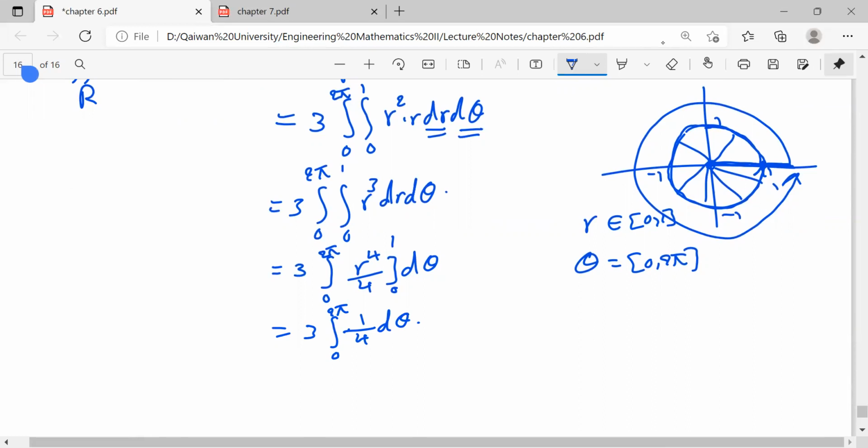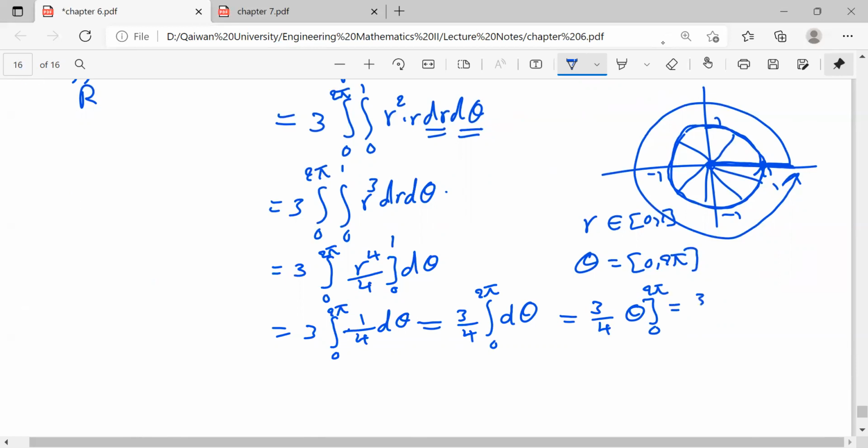We replace r by 1, we get 1 over 4 minus, we replace by 0, and we get 1 over 4. Now we take an integration with respect to theta. Or we can move this 1/4 out of the integration. We get 3 over 4 integration from 0 to 2 pi for d theta. And the integration of d theta is theta. It equals 3 over 4 theta from 0 to 2 pi.